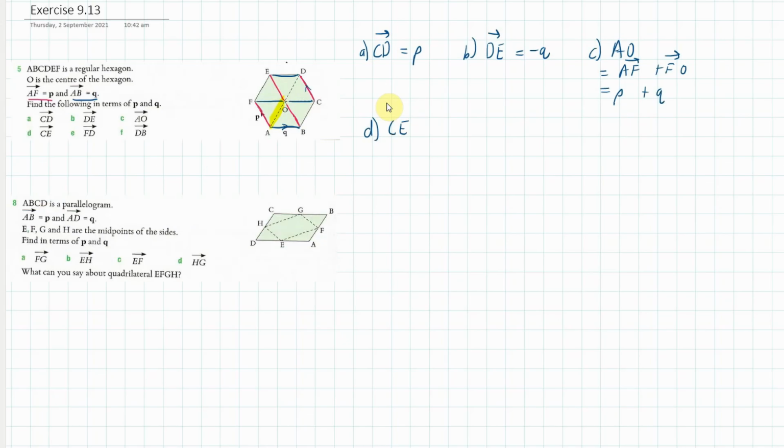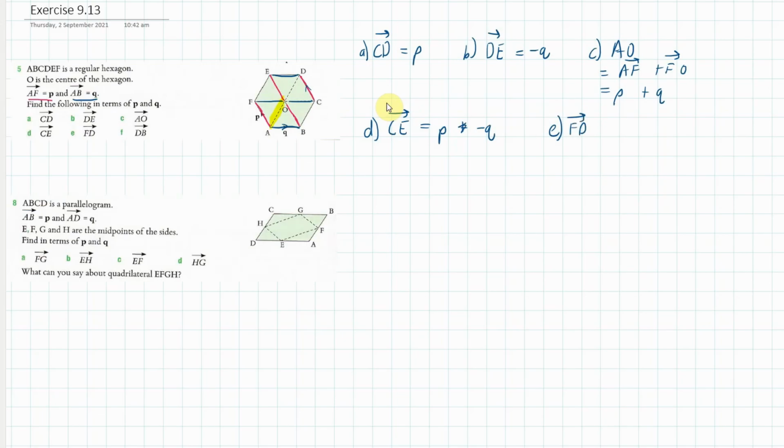Now let's do D, CE. How am I going to get from C to E? Well, you can see that I'm going to go from C to D, which I've already got, so that's P, and then I'm going to go from D to E, which is minus Q, so I could go P minus Q.